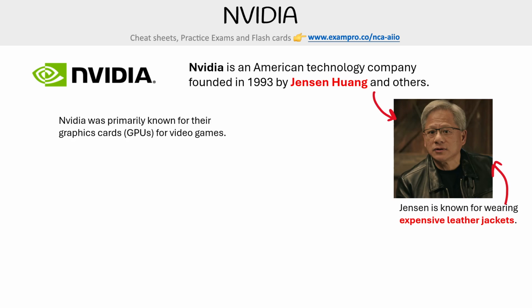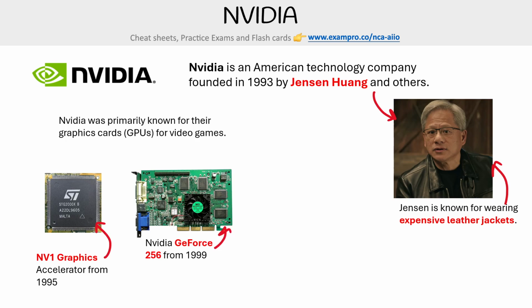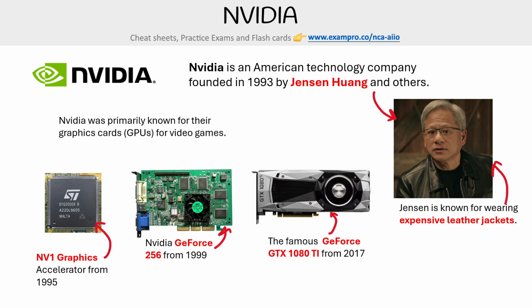NVIDIA was primarily known for their graphics cards, also known as GPUs, graphics processing units for video games. And so the first thing they produced is that NV1 graphics accelerator in 1995. Then they started the GeForce series with the GeForce 256 in 1999. And then their most famous graphics card of all time is that GeForce GTX 1080 Ti from 2017.